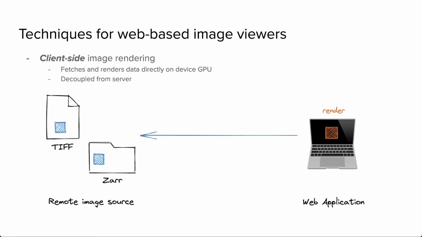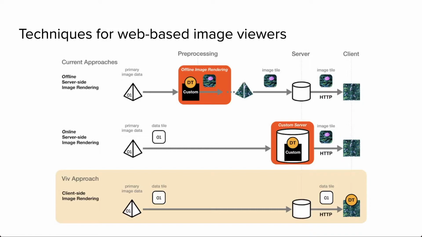The final approach is client-side image rendering. This method mirrors that of desktop applications where the client application alone interfaces with the dataset. In client-side rendering, raw data tiles are fetched and rendered purely by the client. Once the data tiles are loaded, subsequent re-renders are very inexpensive. This approach decouples the client from the server since all transformations are defined and applied within the client application. The approaches are shown here for comparison.